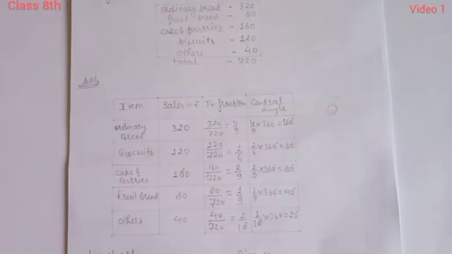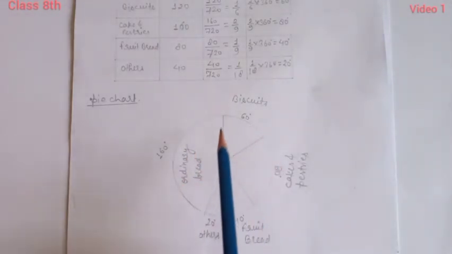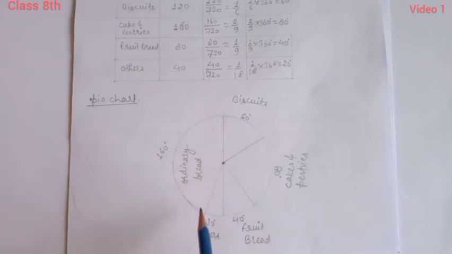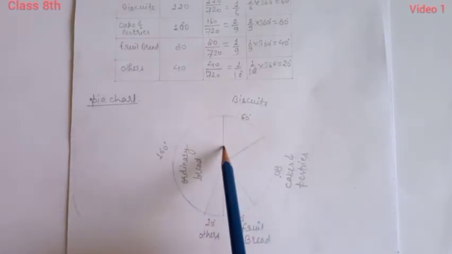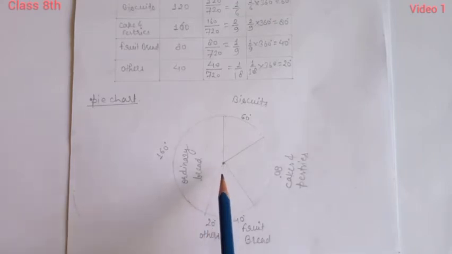Okay, let's see the pie chart. With the help of the above angles, we are able to represent all the items. Okay students, to draw a pie chart we need a protractor. With the help of the protractor, here this angle is 160. Similarly for biscuits it is 60 degree, for cake and pastries it is 80 degree, for fruit bread 40 degree, and others 20 degree. So hope you understood, students.